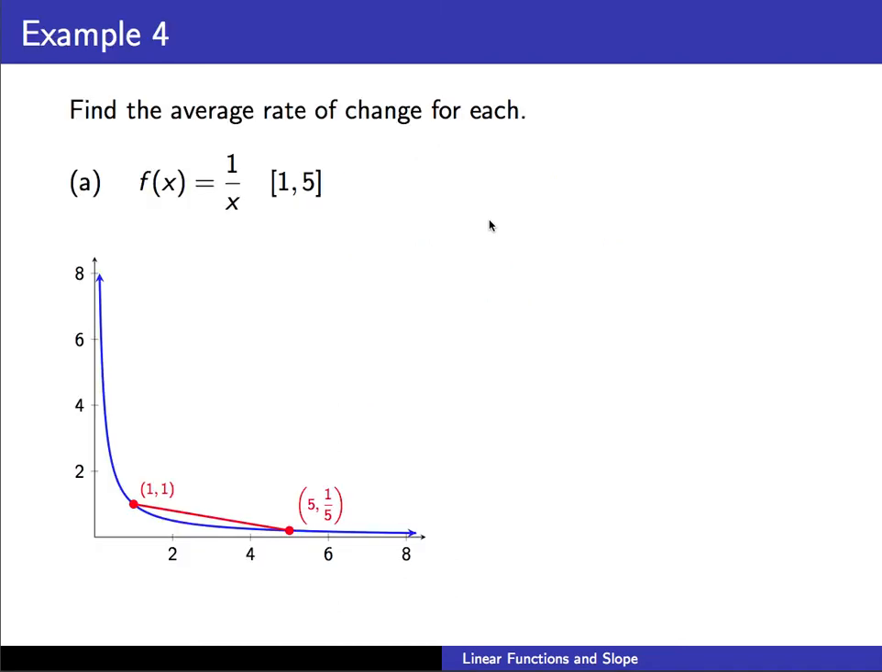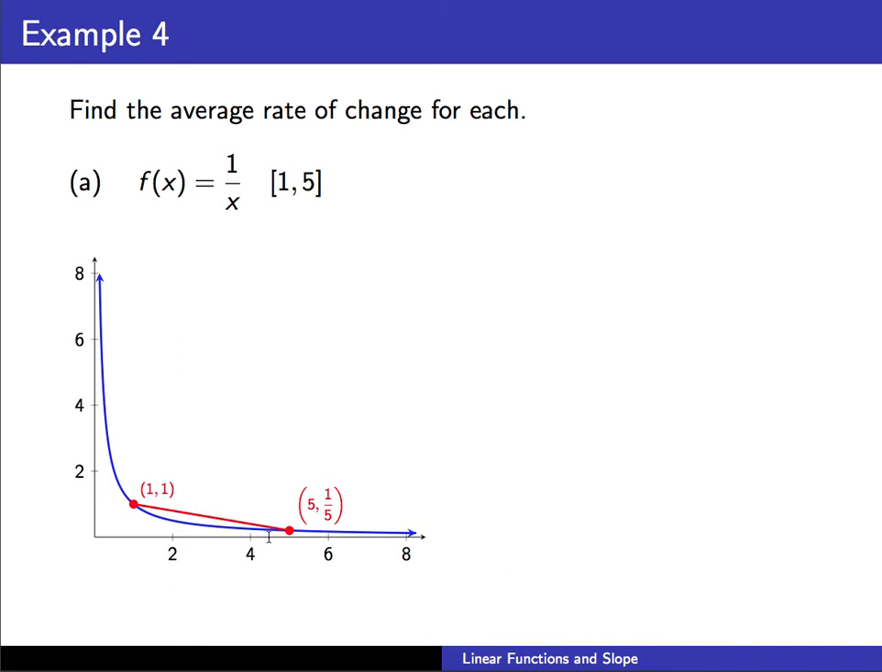All right, so example 4, find the average rate of change for each of the following. Here we have f of x equals 1 over x between 1 and 5. So the average rate of change of this function between 1 and 5. First thing we want to do is plug in 1 for x and 5 for x. When we plug in a 1 for x, we get 1 over 1, which is 1. When we plug in a 5 for x, we get 1/5.